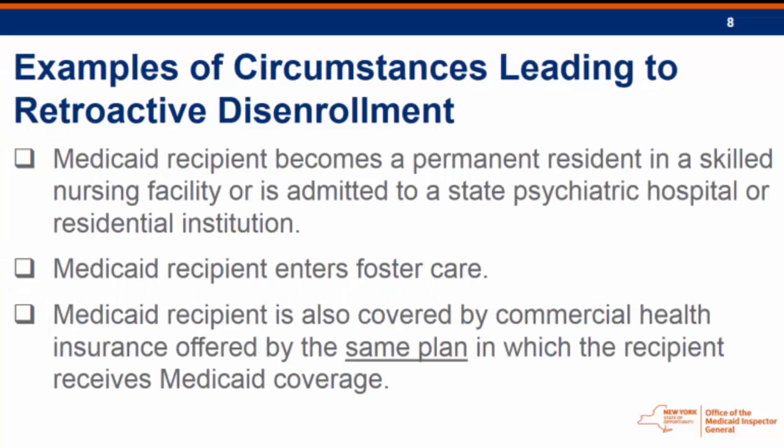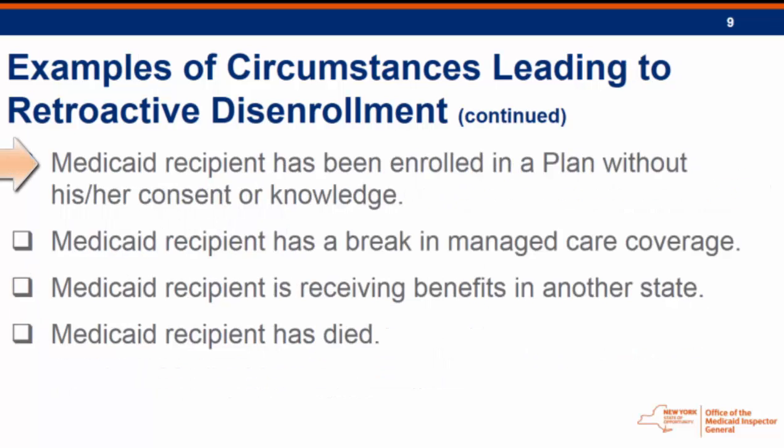Examples of circumstances leading to retroactive disenrollment: if a Medicaid recipient becomes a permanent resident in a skilled nursing facility or is admitted to a state psychiatric hospital or residential institution. A Medicaid recipient enters foster care. A Medicaid recipient is also covered by commercial health insurance offered by the same plan in which the recipient receives Medicaid coverage. If a Medicaid recipient has been enrolled in a plan without his or her consent or knowledge. If a Medicaid recipient has a break in managed care coverage. If a Medicaid recipient is receiving benefits in another state.